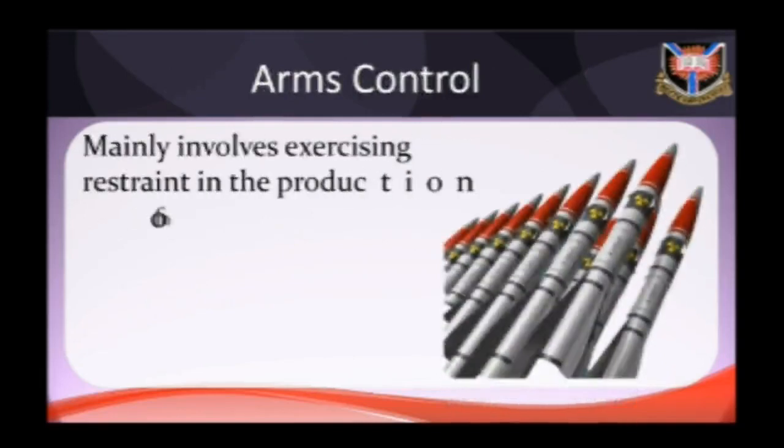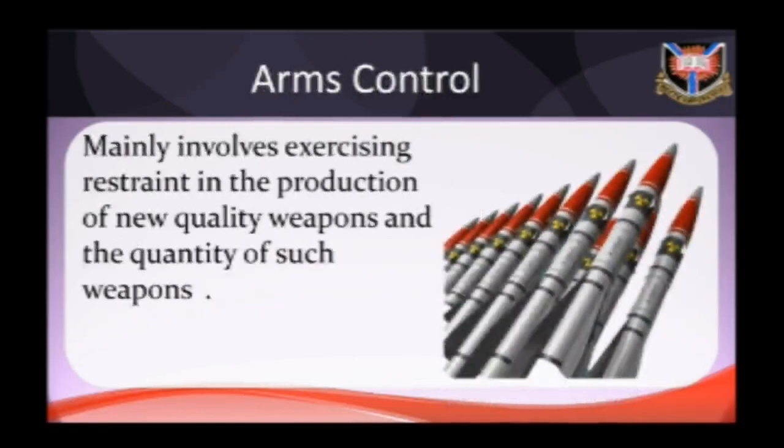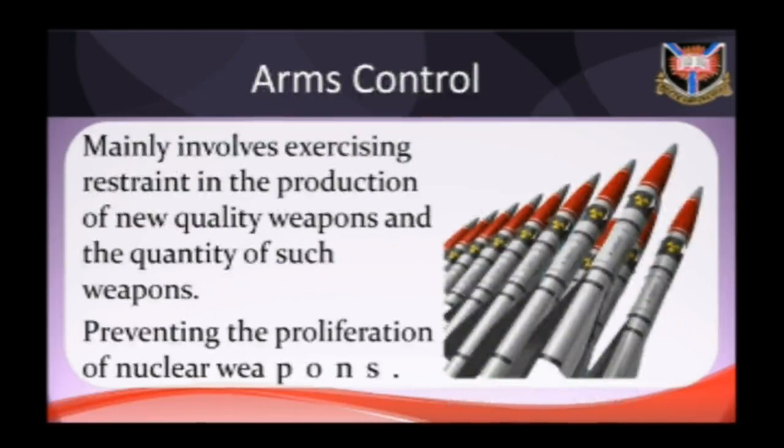Arms control. Unlike disarmament that moves in the direction of reducing the quantity of arms possessed by a state, or, if possible, removing the arms completely, arms control mainly involves exercising restraint in the production of new quality weapons and the quantity of such weapons. It also focuses on the limitation of spread of weapon systems, such as preventing the proliferation of nuclear weapons.